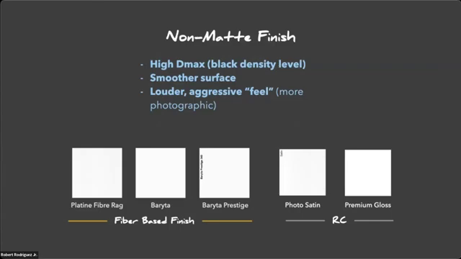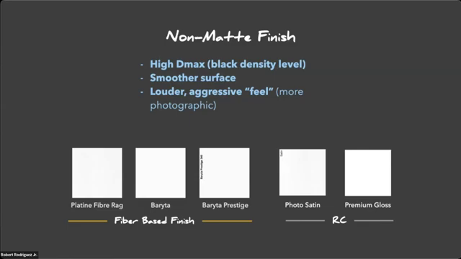And these are the papers that we're familiar with because they really have that maximum impact in terms of the colors and the textures. Platine is in the non-matte finish. Someone just asked a question about platine. So platine fiber rag is a non-matte paper, same as Baryta, Baryta Photographique, Baryta Prestige, as well as the RC papers like Photo Satin and Premium Gloss.